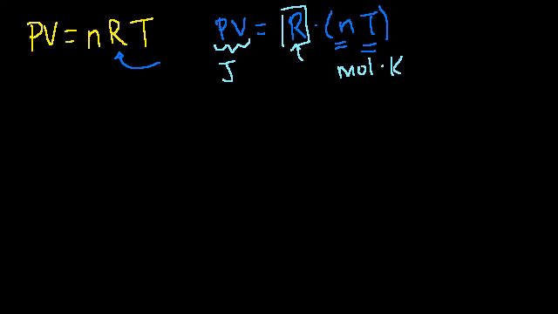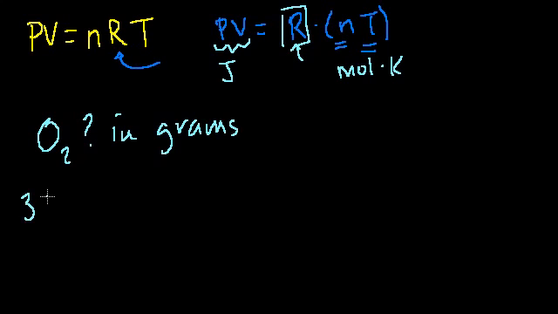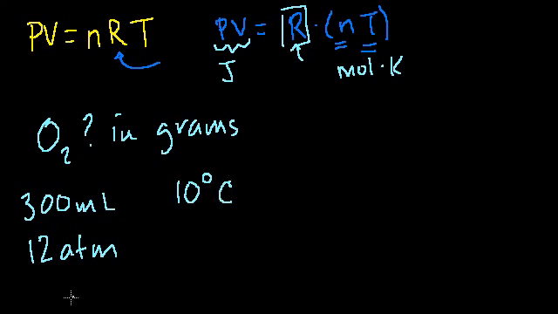So let's say we want to know how many grams of O2 are in a 300 milliliter container that has a pressure of 12 atmospheres, and the temperature is 10 degrees Celsius.